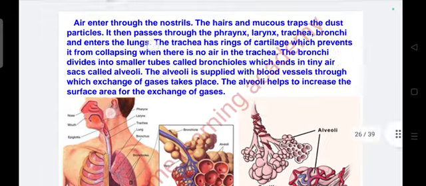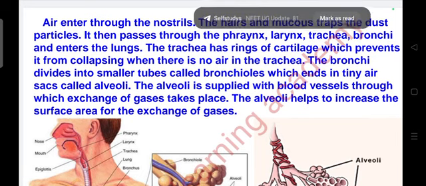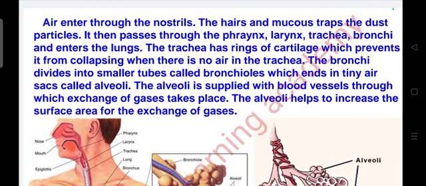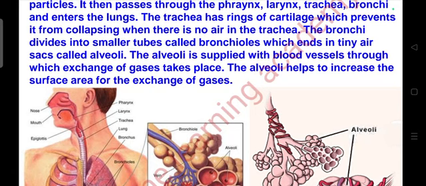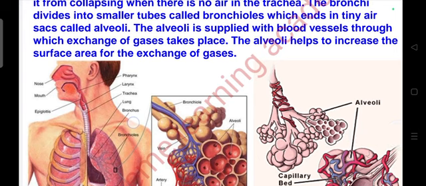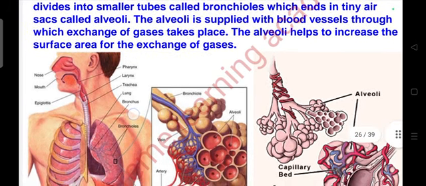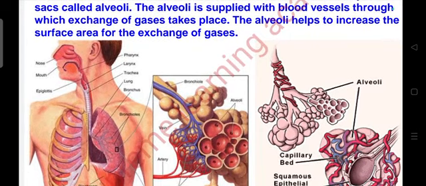So this is how the process of respiration works. Air enters through the nostrils. The hair and the mucus trap the dust particles. It then passes through the pharynx, larynx, trachea and bronchi and enters the lungs. The trachea has rings of cartilage which prevent it from collapsing when there is no air in the trachea. The bronchi divide into smaller tubes called bronchioles, which end in tiny air sacs called alveoli. The alveoli are supplied with blood vessels through which exchange of gases takes place. The alveoli help to increase the surface area for the exchange of gas.